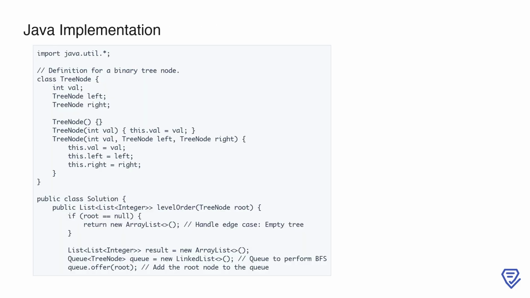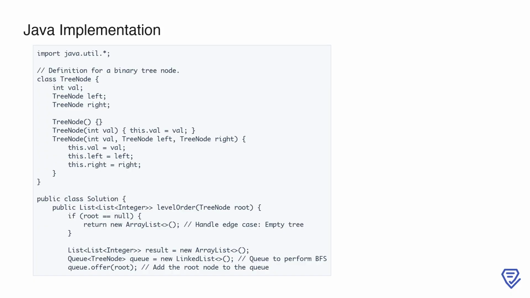Here, we start by defining the TreeNode class, which represents the structure of a binary tree node. Each node contains an integer value, a reference to the left child, and a reference to the right child. The class also includes multiple constructors to create a node with or without child nodes. Next, we define the Solution class, where our main method for solving the problem resides. The levelOrder method takes the root of the binary tree as input and returns a list of lists, where each inner list represents the values of nodes at a specific level of the tree.